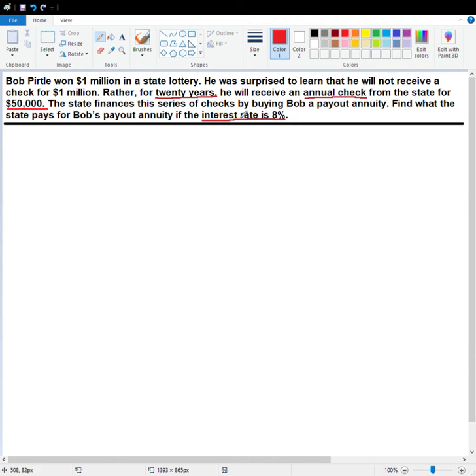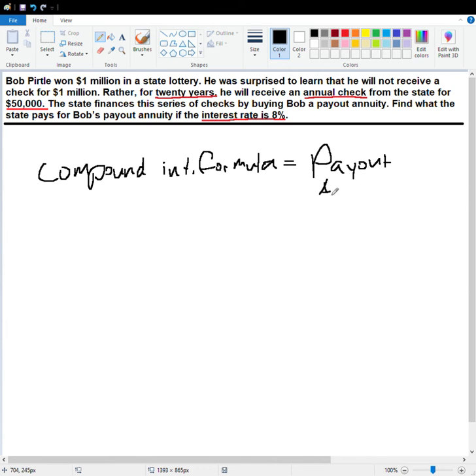Let's see, is there anything else? No. So it's a relatively simple problem. All we need to do is take the compound interest formula, and we're going to equate this to the payout annuity formula that we learned from this section.